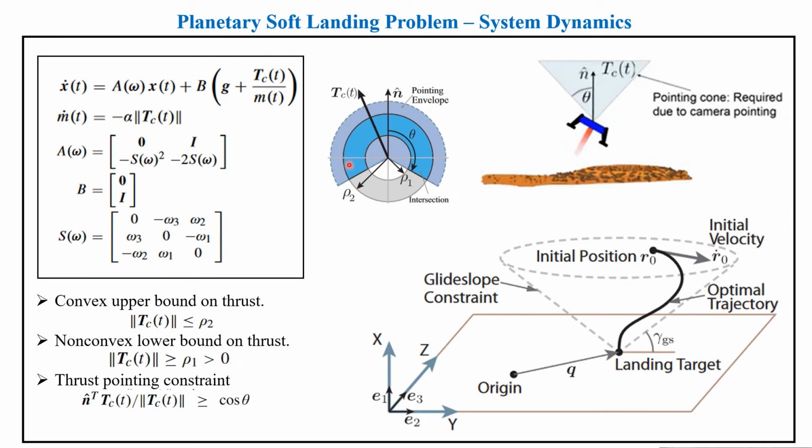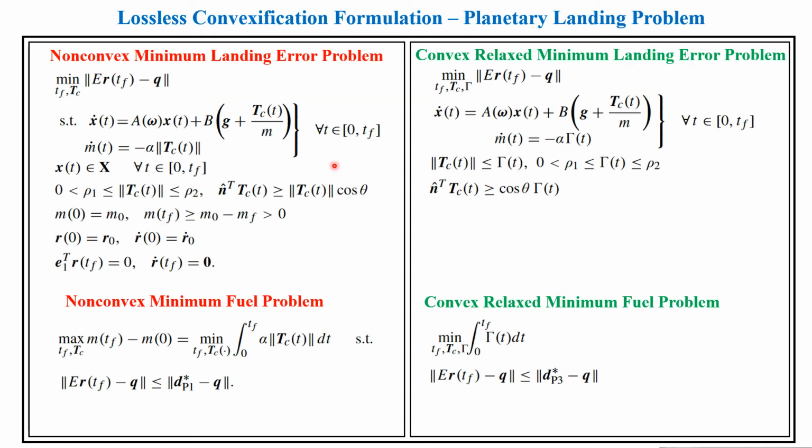Now comes the application part, right? Till now we have been explaining the theory of lossless convexification. Now comes the application. The control input here is taken as the thrust, as we are considering the powered descent. The thrust has a convex upper bound, say ρ2, and a non-convex lower bound. The non-convexity comes only under the lower bound condition, and it also has a non-convex condition on the thrust direction. So we substitute; this is the state modeling, and coming to the next slide.